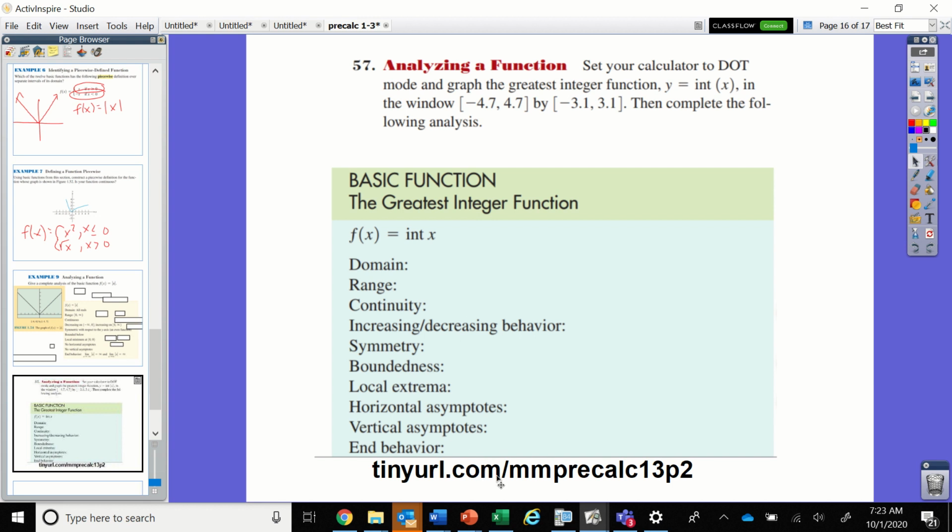This will be part of your attendance for today, and make sure that you complete the following domain, range, and the full analysis of the greatest integer or step function there.